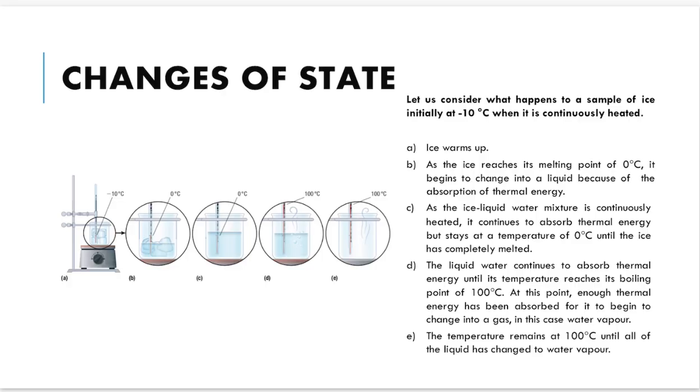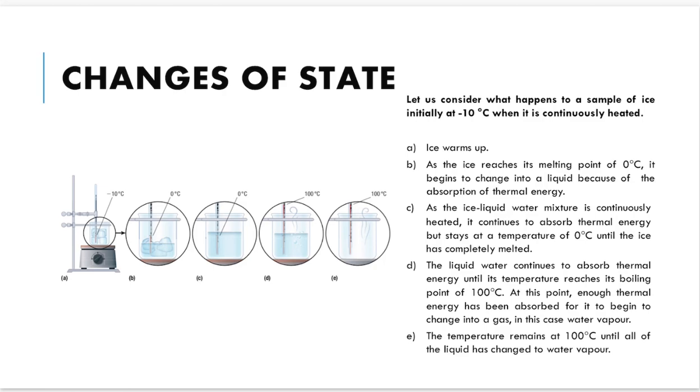So let's consider what happens to a sample of ice, initially at -10 degrees Celsius, when it is continuously heated. So first, the ice warms up. Second, as the ice reaches its melting point of 0 degrees Celsius, it begins to change into a liquid because of the absorption of thermal energy in the form of heat. Third, as the ice-liquid-water mixture is continuously heated, it continues to absorb thermal energy but stays at a temperature of 0 degrees Celsius until the ice has completely melted.